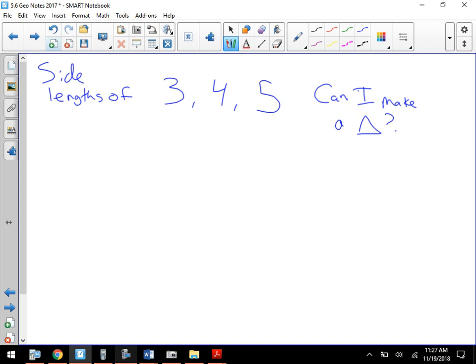The sum of two is always bigger than the third. We always have to check. I'm downplaying the severity of this.